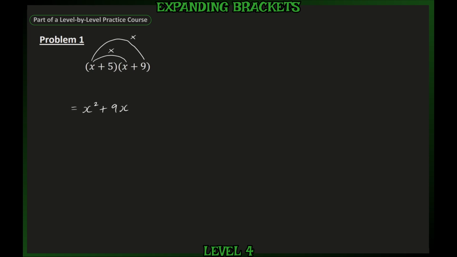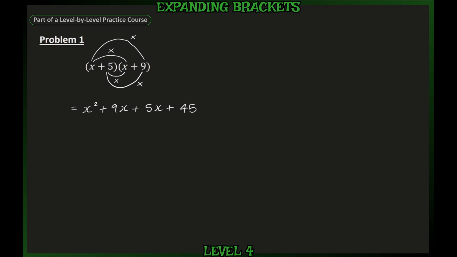We can now move on to the second term in the first bracket, which is the 5, and multiply this by the first term from the second bracket. So 5 times x gives us plus 5x, and finally multiply together the last terms from each bracket, so 5 times 9 gives us plus 45. I've now multiplied everything in the first bracket by everything in the second.